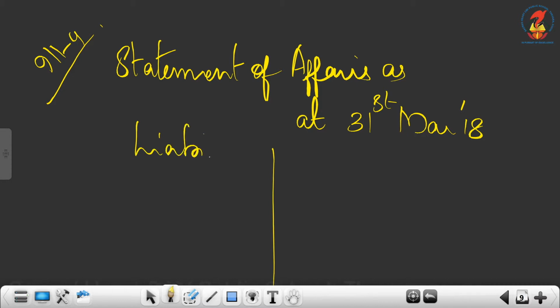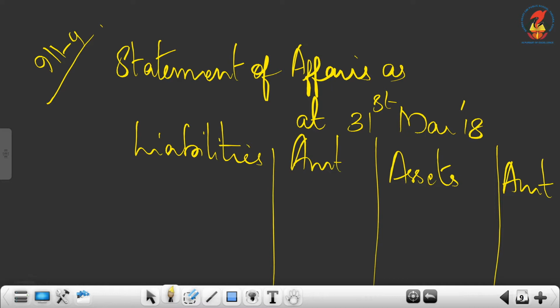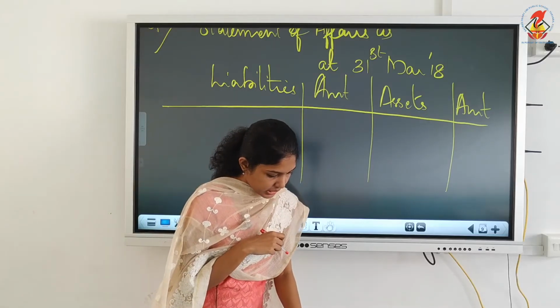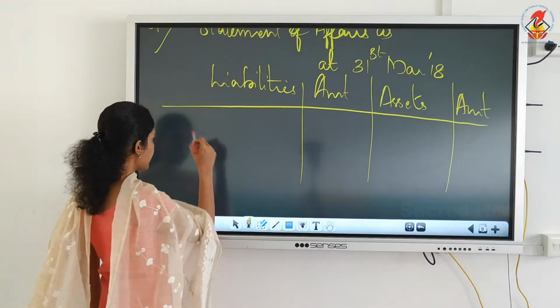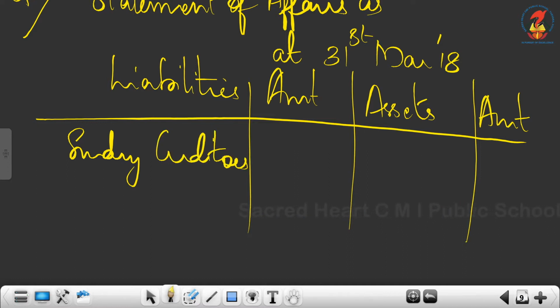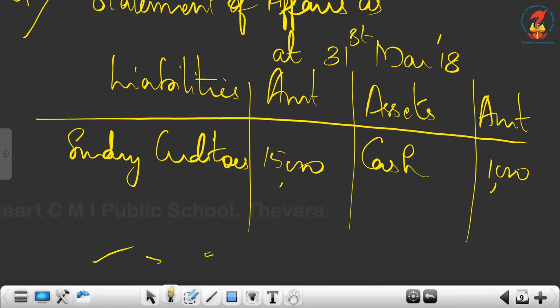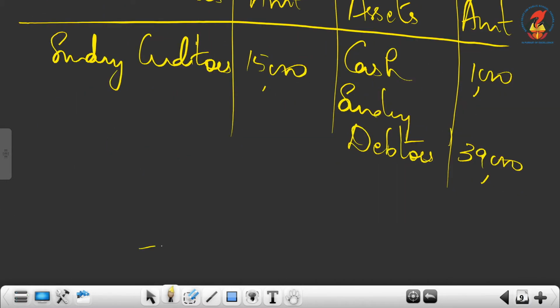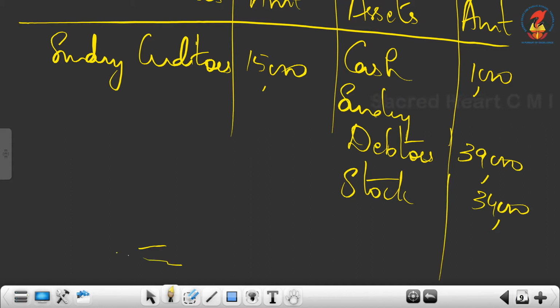Yes, now we will draw the format just like the balance sheet. We have 31st March 2018, we have creditors on the liability side, sundry creditors. Bills payable we don't have for the beginning, so you don't have to write it, it's nil figure. Assets we'll write cash, debtors, $39,000. Stock 34,000. Plant and machinery 60,000. These are the items.